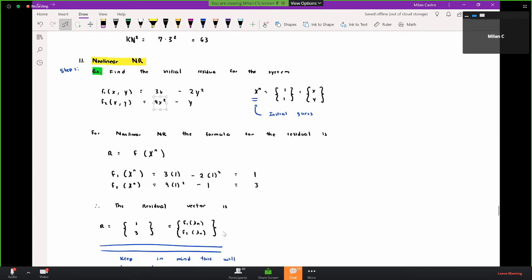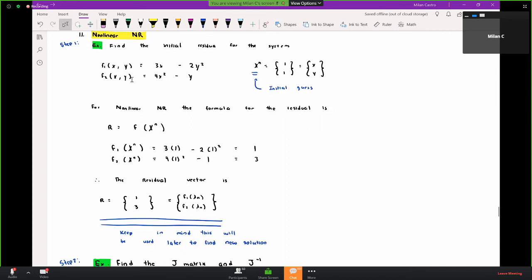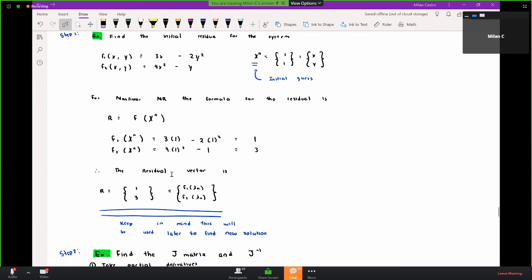I wrote it this way because it'll be easier to understand if you are looking at the formula sheet that Dr. Kassab posted. You'll already know that this is one of the parts in order to find our nonlinear Newton-Raphson. So given this, we found the residual vector to be 1 and 3, which is equal to f1(xn) and f2(xn).